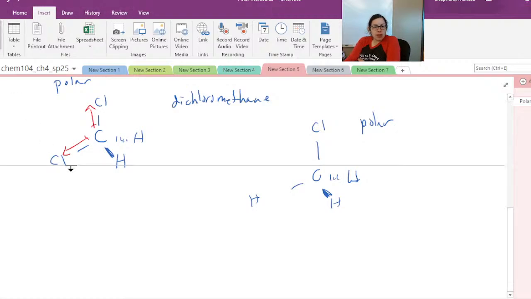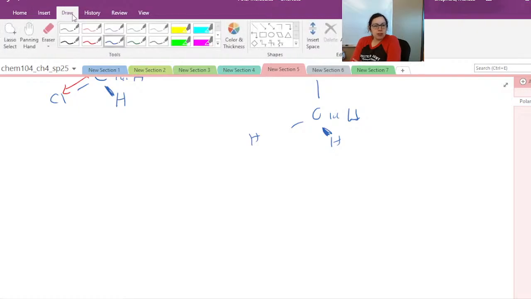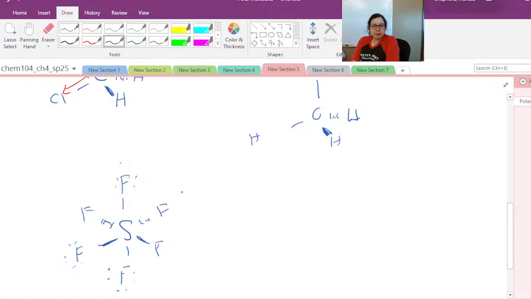And that can apply to other molecules. Just thinking back to sulfur hexafluoride, this is another good example. We have a bunch of electronegative fluorines, but sulfur hexafluoride itself is going to be nonpolar.